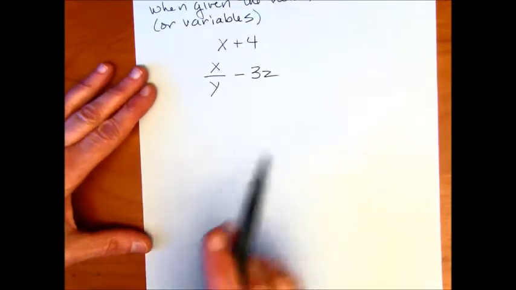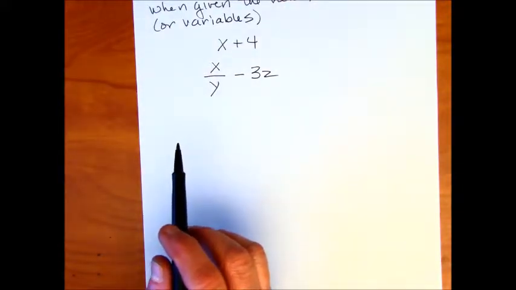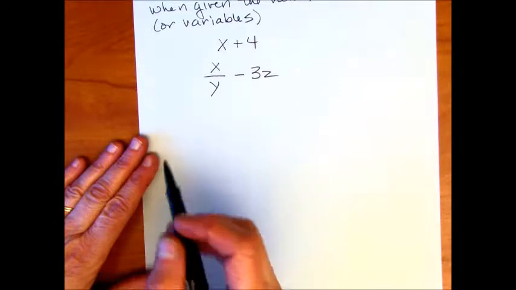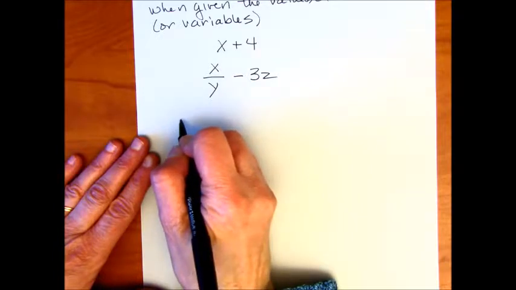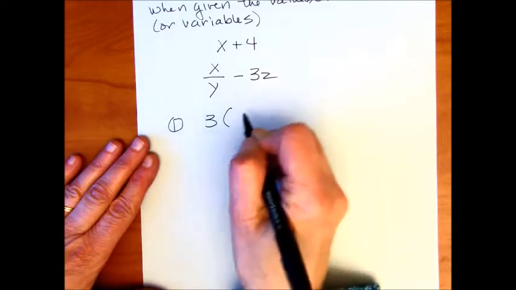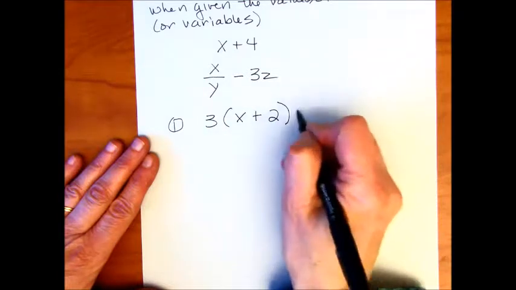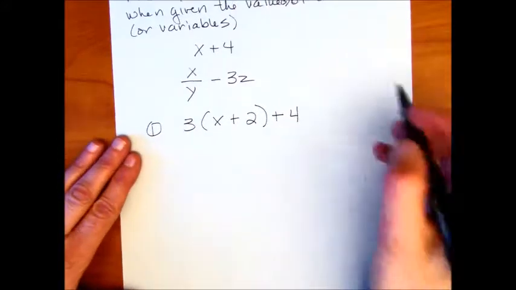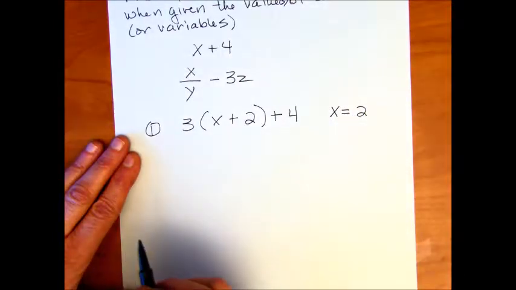Now we're going to do some examples of evaluating the expression. Evaluating is basically where we come up with a number answer. So we're going to find the value of this first one. We've got 3 times the quantity of x plus 2, and then we're going to add to that 4. This would be an expression, but I'm going to tell you that x is going to equal 2.